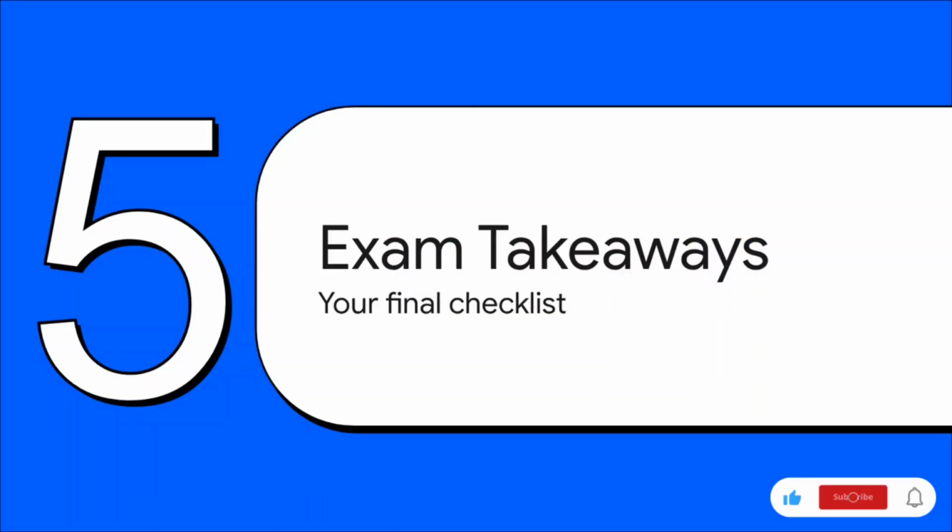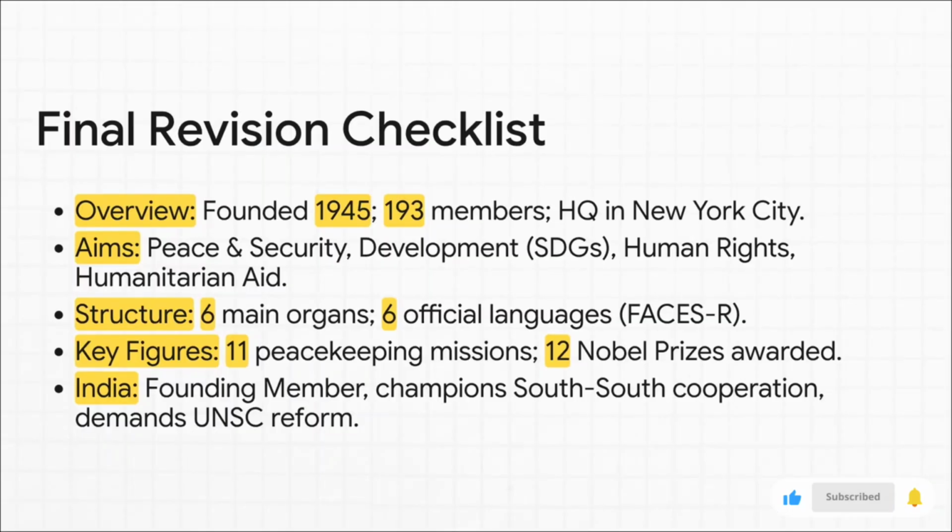Okay, we have covered a ton of ground, so let's bring it all together in our final section. Think of this as your last-minute, super condensed revision checklist. This is the stuff you absolutely have to know. All right, let's do this. Rapid fire. Ready? The UN in a nutshell. Founded 1945, HQ in New York, 193 members. Got it? Good. Its aims: peace and security, development, think SDGs, human rights, and humanitarian aid.